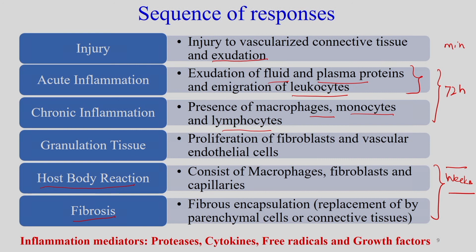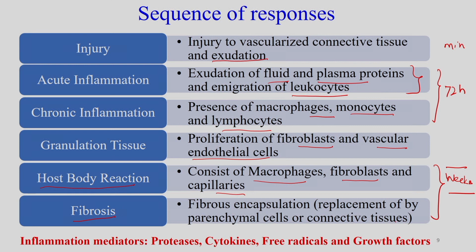Then, followed by the chronic inflammation, there is granulation tissue. It means there is a proliferation of fibroblasts and vascular endothelial cells, and they end up with the granulation tissue, and then the host body response. This consists of macrophages, fibroblasts and capillaries, and finally, in the last step of fibrosis, there is a fibrous encapsulation or replacement by parenchymal cells or connective tissue.